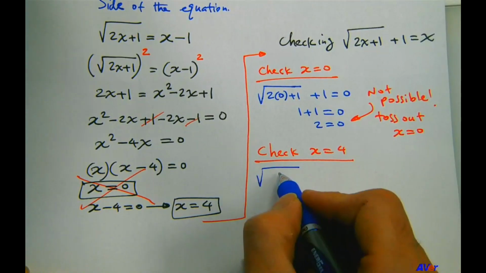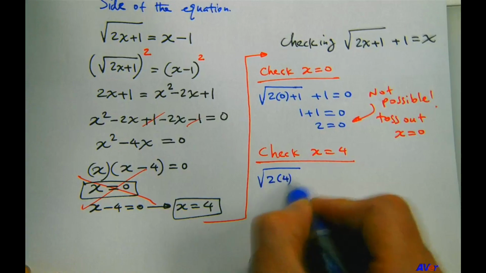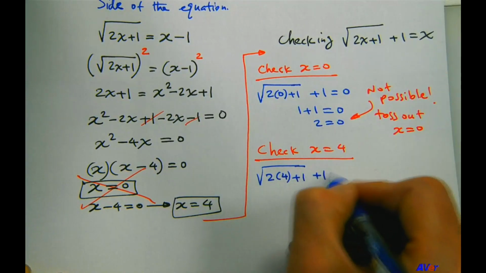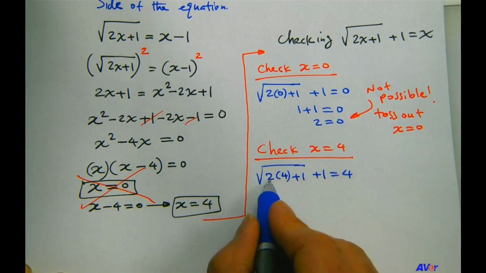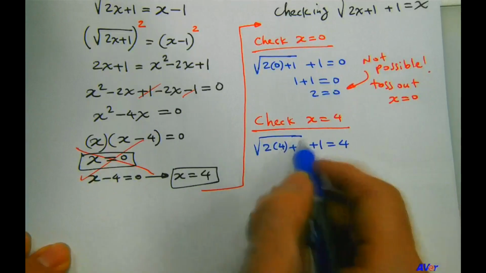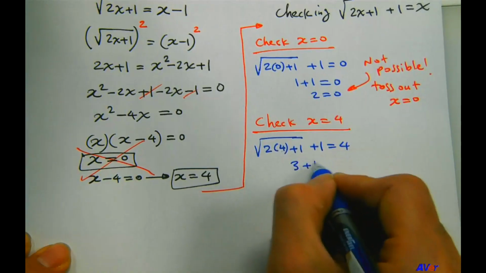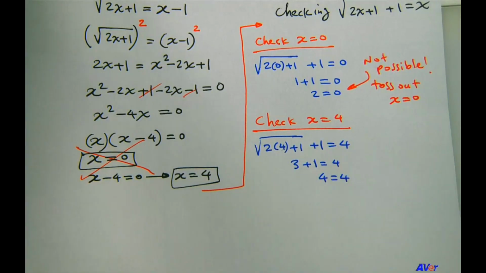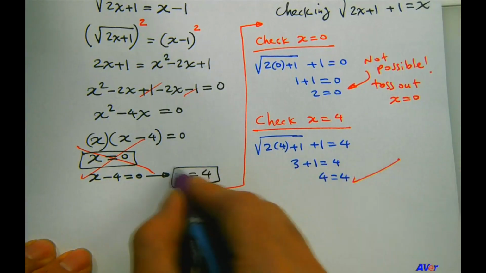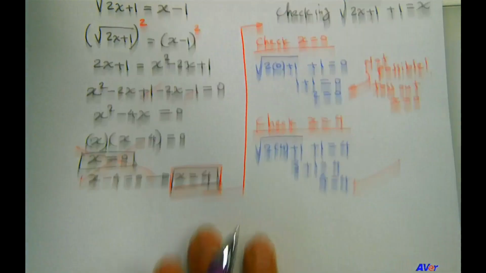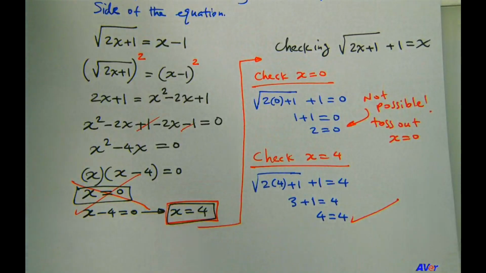So square root of 2 times 4, I'm just plugging in there, plus 1 equals 4. So this is 2 times 4 is 8, 8 plus 1 is 9, square root of 9 is 3, plus 1 equals 4. So 4 equals 4, that checks out. So this solution is okay. X equals 4 is okay, x equals 0 is not. Okay, so we accept only one solution there.